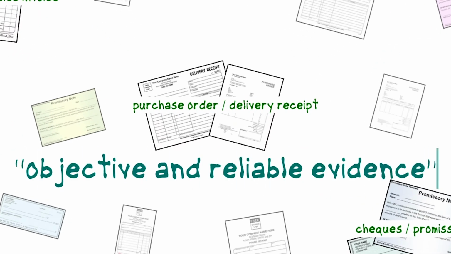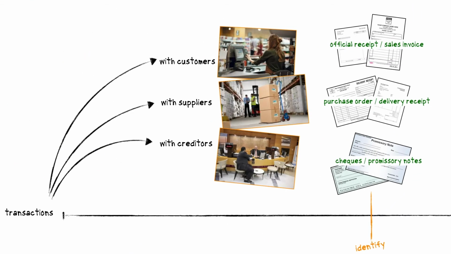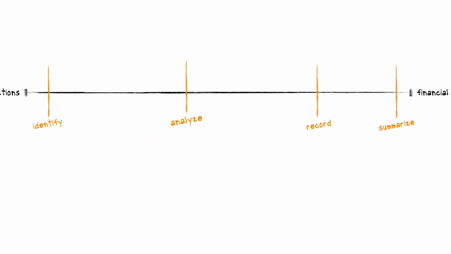Source documents are objective and reliable evidence about transactions and events and their amounts. Source documents identify and describe transactions and events entering the accounting system. They can be in hard copy or electronic form. Transactions are almost always measured as they occur, and some are measured during the analysis phase. Next, analyze each transaction and event using the accounting equation.